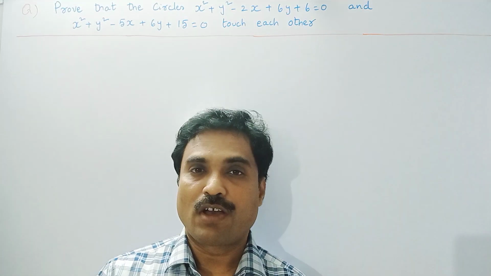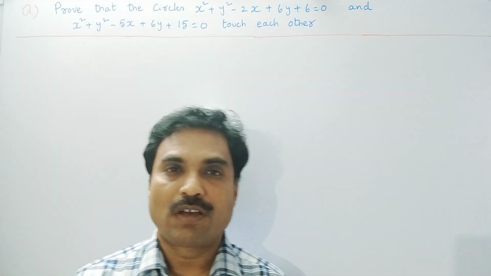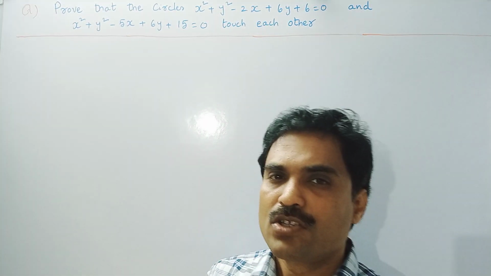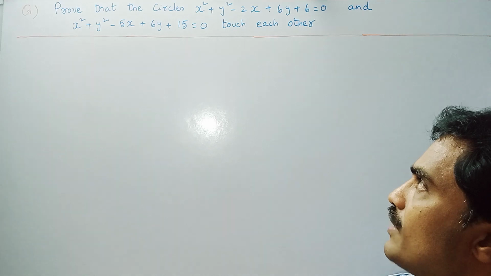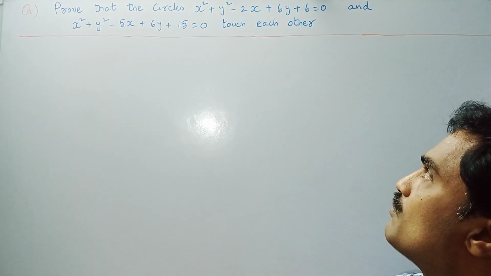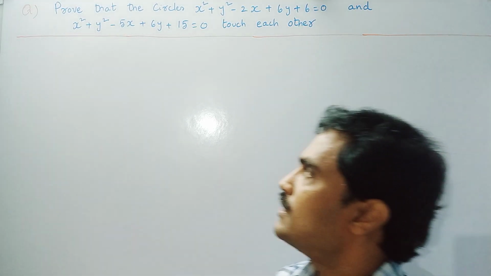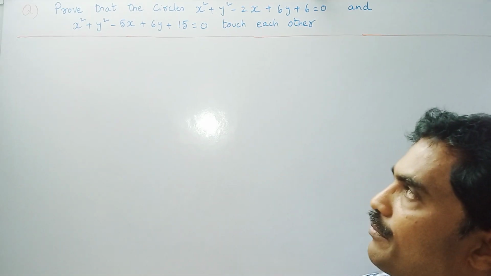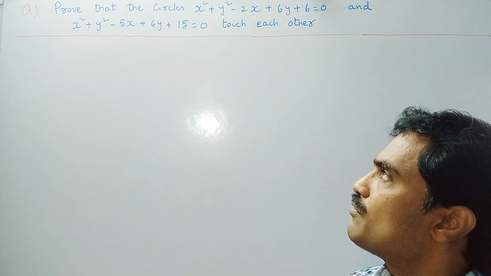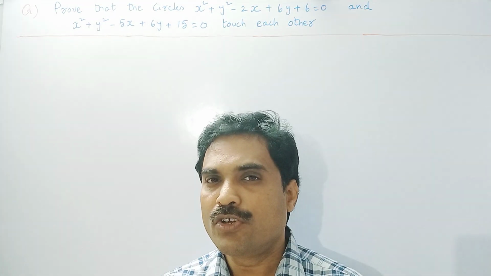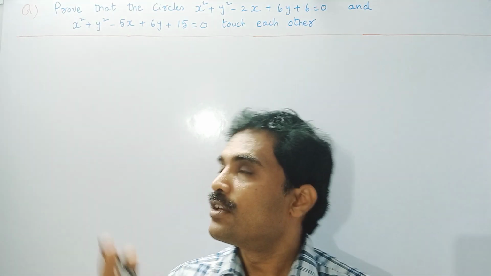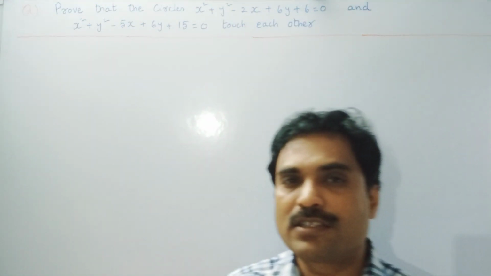In this new video, I am going to solve a mathematical problem under analytical geometry. So the problem is, prove that the circles x square plus y square minus 2x plus 6y plus 6 equal to 0 and x square plus y square minus 5x plus 6y plus 15 equal to 0 touch each other. So what you need to show? You have to show that the given two circles touch each other.